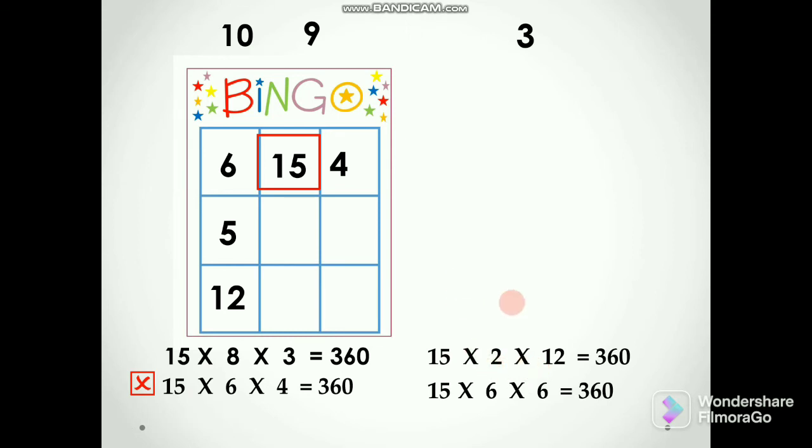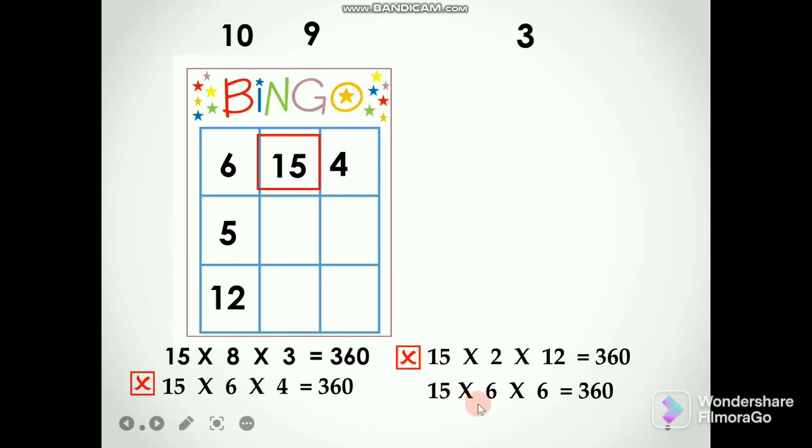How about this one? 15 times 2 times 12. 2 is not a choice, but 2 can also be one of the missing numbers. But as we all notice, we have 12 here, and we already have 12 in our card. So therefore, 15 times 2 times 12 is wrong.